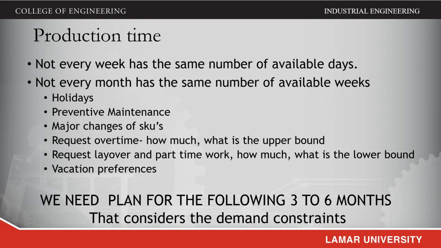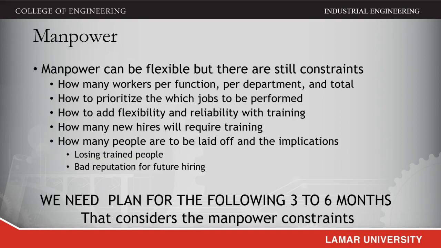Some elements that can provide flexibility to production time is a request for overtime. It is important to know beforehand when it will be needed and how much, so it can be arranged and committed to the labor. Also, there may be an upper bound on the total overtime. Other variables that can be considered are layovers and part-time work, vacations, and other similar situations.